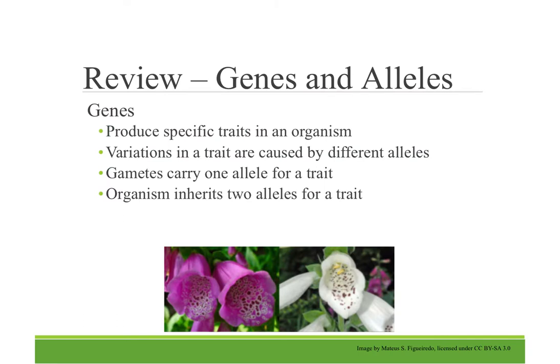Before we get into the specifics on Punnett squares, I want to do a quick review. Remember, genes produce specific traits in an organism, and the traits are things that we can see, like flower color down here, a purple or a white flower. These variations, which particular color it is, are caused by different alleles of the genes, a slight difference in how the gene is put together on the DNA level. The gametes, which are the sex cells, carry only one allele for a trait, but then an organism will inherit two alleles, and the way those two alleles interact is what determines how that trait is expressed in the organism.